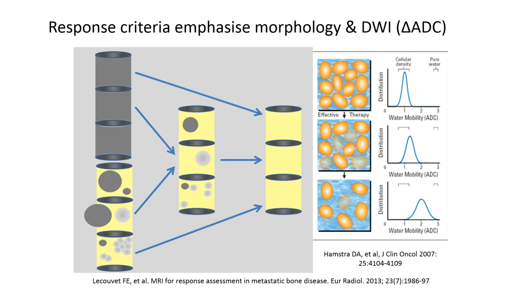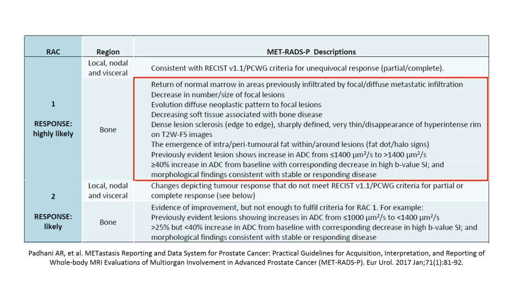However, for response assessment, we use both morphological criteria as well as diffusion criteria. So response assessment category highly likely is return of the normal marrow in previous areas of infiltration, a decrease in the number and size of lesions, a decrease in the soft tissue associated with bone disease. But you'll also notice that there are 2 ADC criteria.